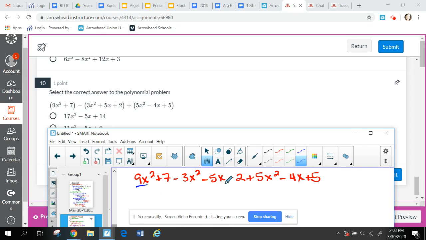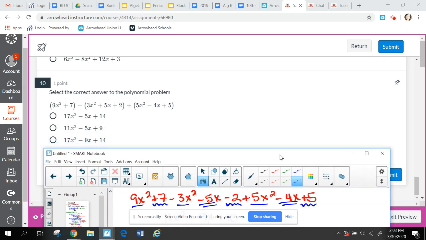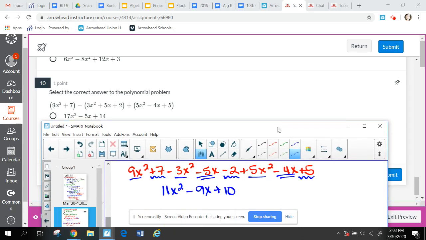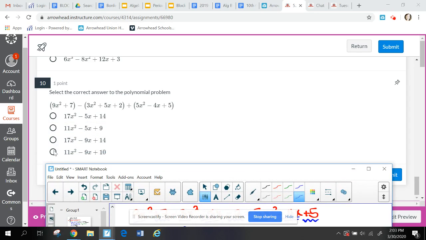So I look at my like terms. I have 3x squared terms here. So 9x minus 3x is 6. 6 plus 5 gives me 11x squared. Then I have negative 5x minus 4x, which gives me negative 9x. And then I look at all my constants. So I have 7 minus 2, which is 5, and plus 5, which 5 plus 5 gives me 10. So if I look at my options up here, I'm looking for 11x squared minus 9x plus 10, which would be the last option.